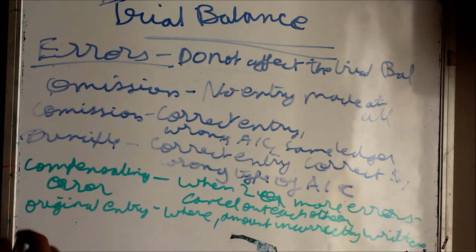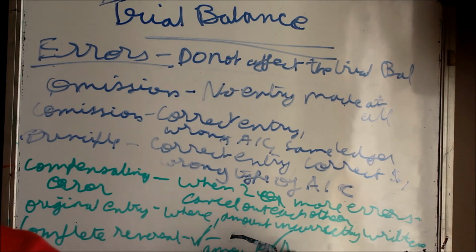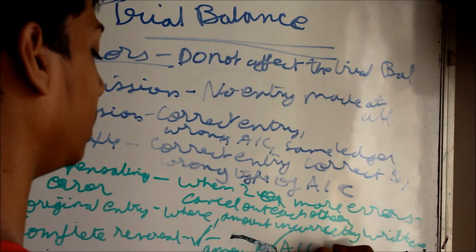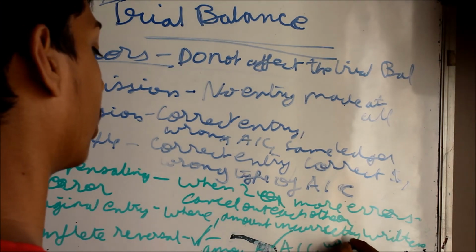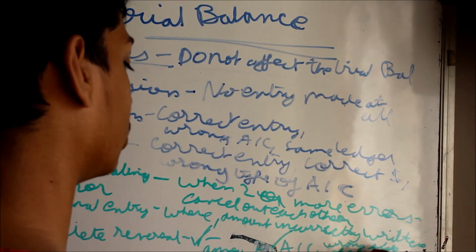And the last error which I'm going to tell you about is complete reversal. As the name suggests, it is when there is a correct amount and the correct account, but the wrong side of each account. Both accounts are on the wrong side.